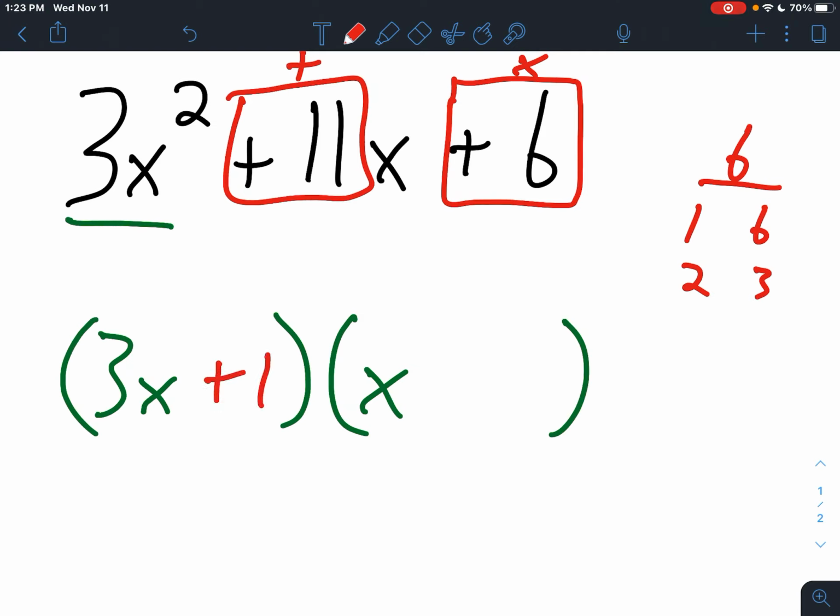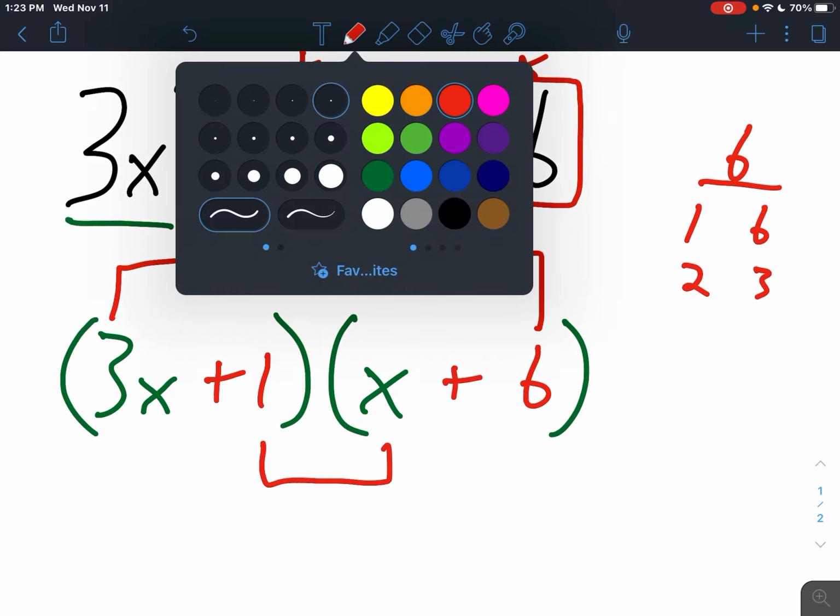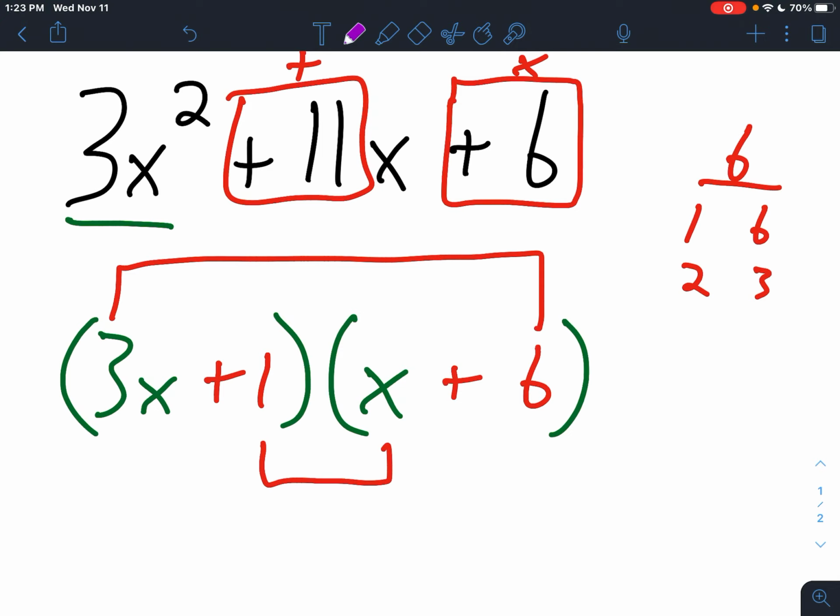I'm going to plug in a positive 1 and a positive 6. Well, I have to multiply the outside, and I have to multiply the inside, and then I add them together, all right? So 3 times 6 is 18. 1 times 1 is 1. 3x times 6, 18x. 1 times x is 1x. If I add those two together, I get 19x. That's not 11. So now I have to plug in my other match, 2 and 3.